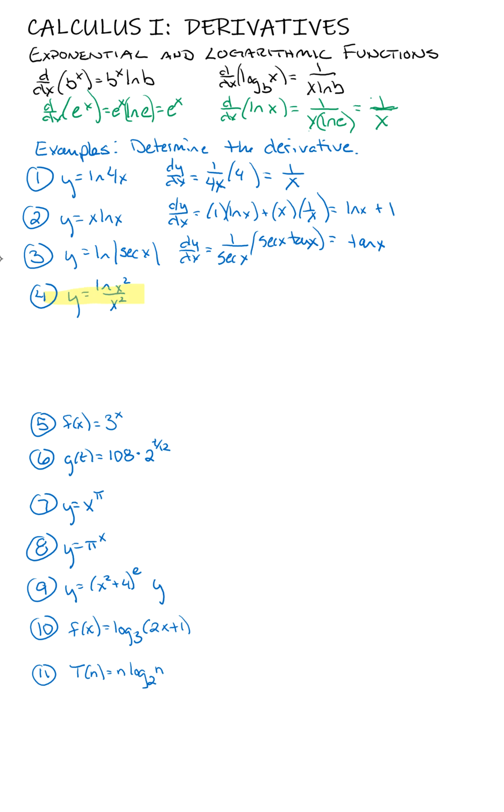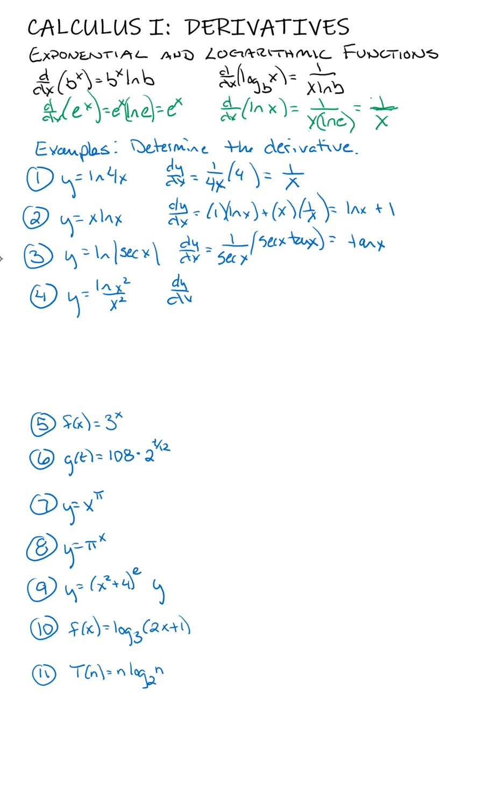On to example 4 here, we have y is equal to the natural log of x squared over x squared. So, to find the derivative of this, looks like in this case, we're going to have to use the quotient rule. I've got a function in the numerator, the natural log of x squared, and a function in the denominator that has an x, that's x squared. So, quotient rule for this one.